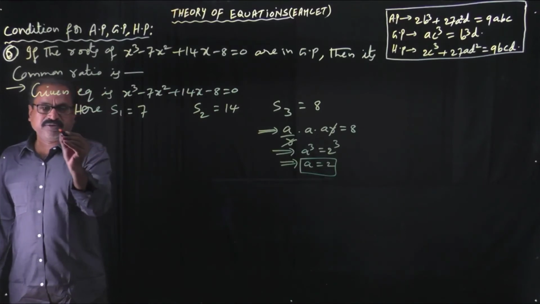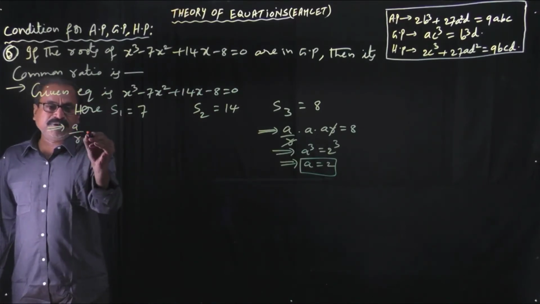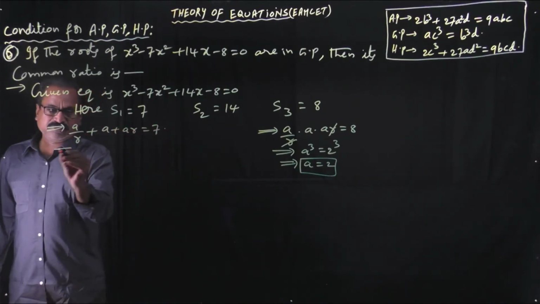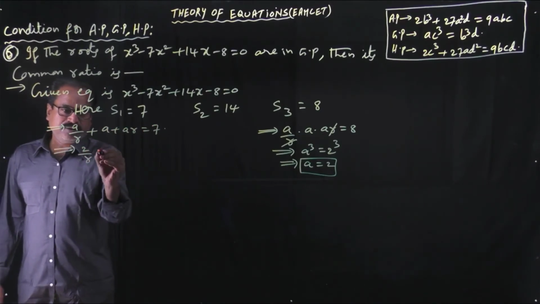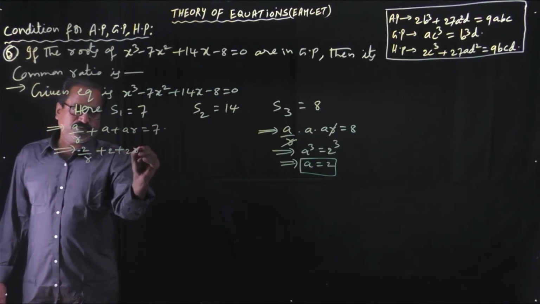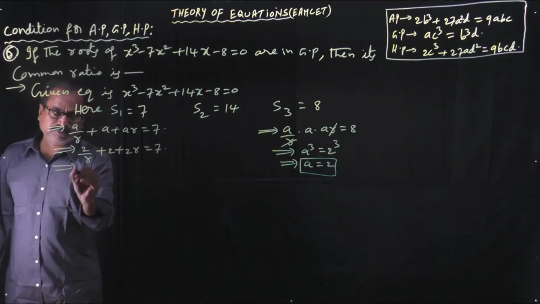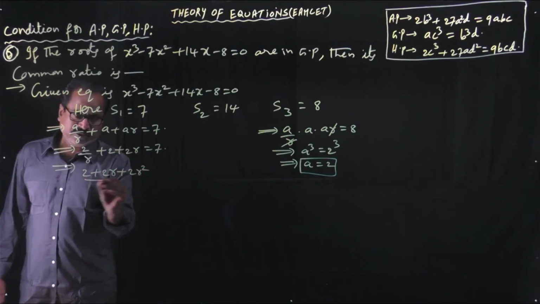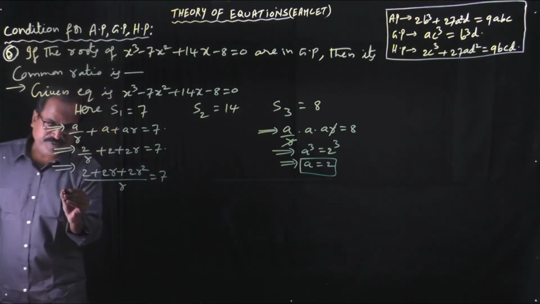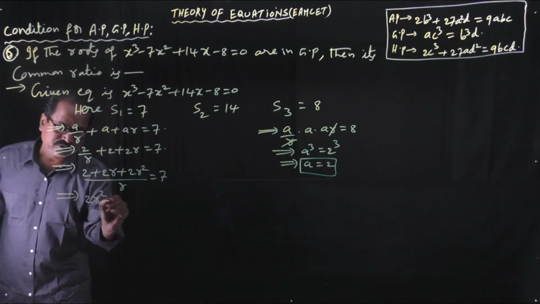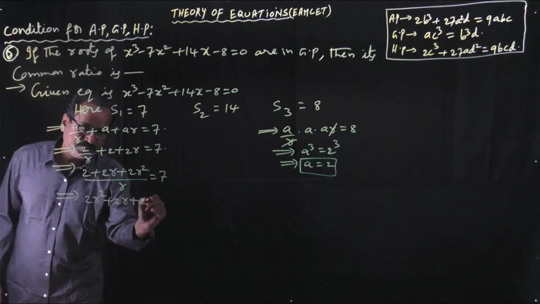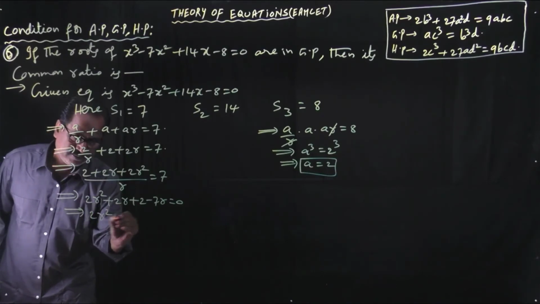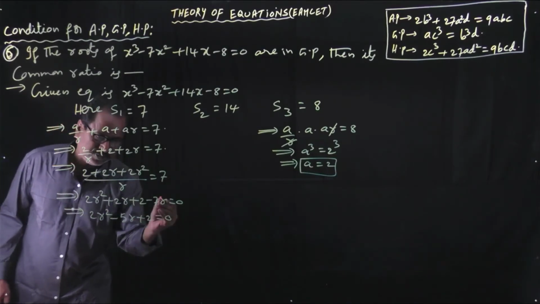In S1, sum of the roots A by R plus A plus AR is equal to 7. So this implies 2 by R plus 2 plus 2R is equal to 7. So this implies 2 plus 2R plus 2R square by R is equal to 7. So this implies 2R square plus 2R plus 2 minus 7R is equal to 0. So 2R square minus 5R plus 2 is equal to 0.